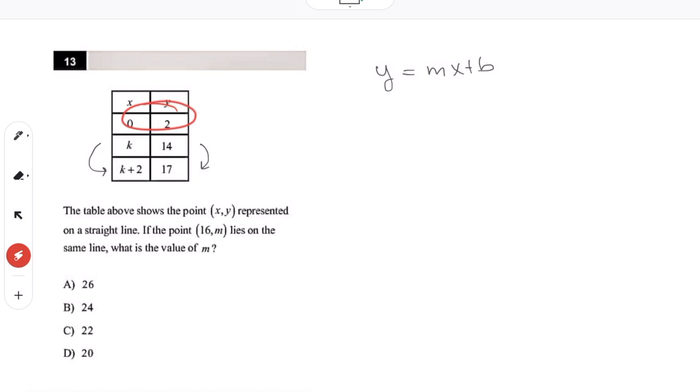And we can also know that the base is here, because the base is when x is equal to 0, so therefore the base is equal to 2. So we can plug that in so far. We have mx plus 2.